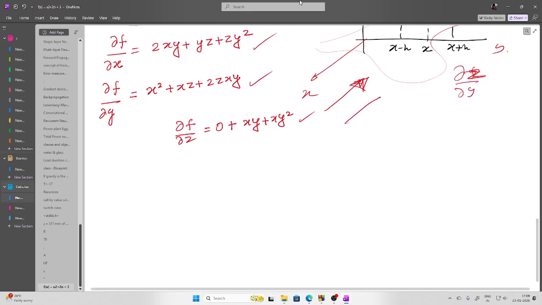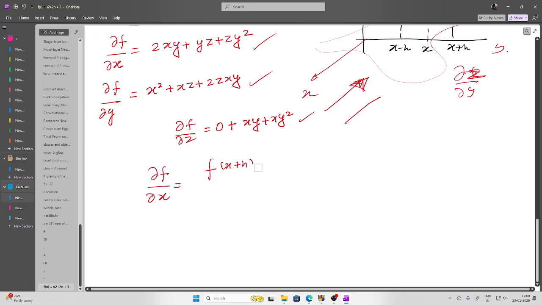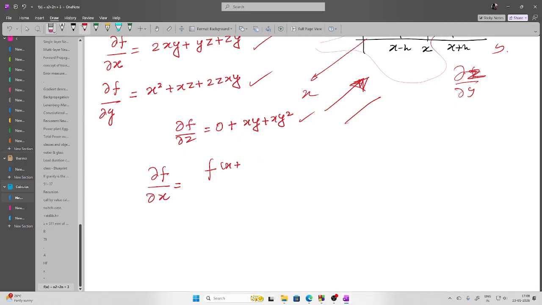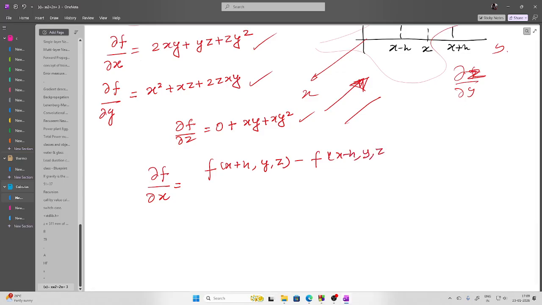So if I am interested in finding out del f by del x, then I will be changing x only, and y and z will be kept constant. And this is divided by 2h. Here, what is h? It is dx, dy and dz, that is the increments in all the directions, and I am taking that increment to be the same.